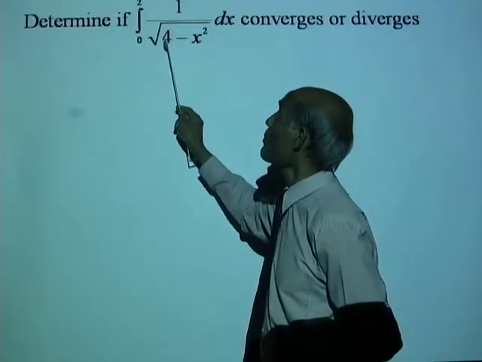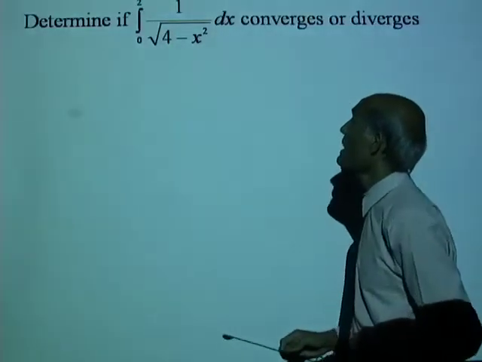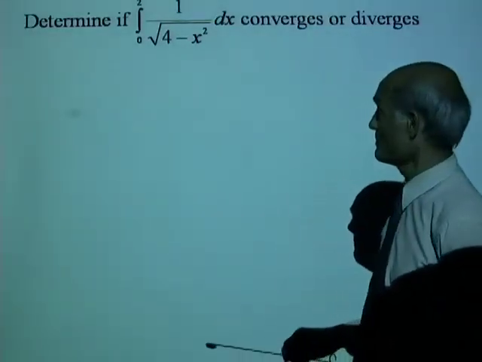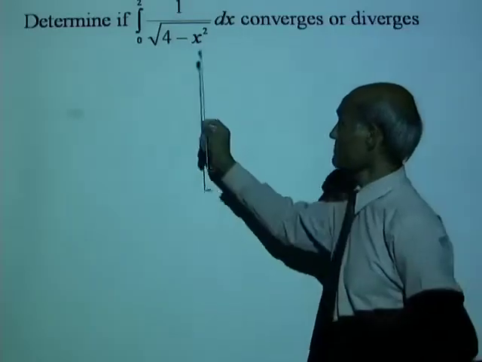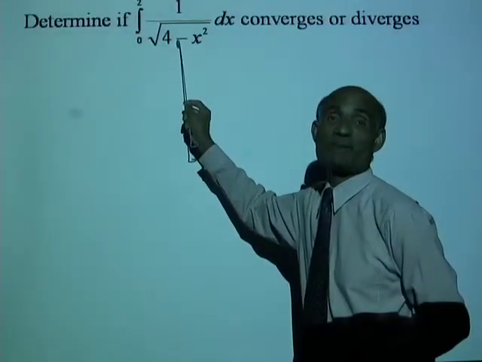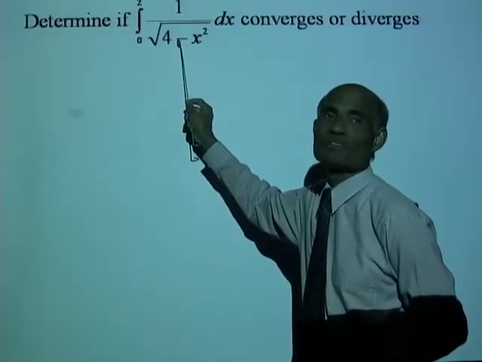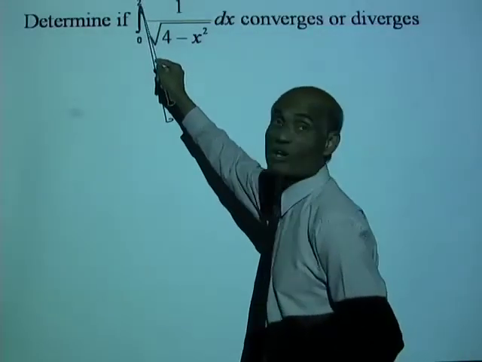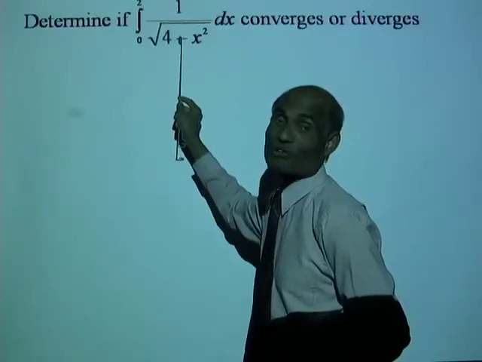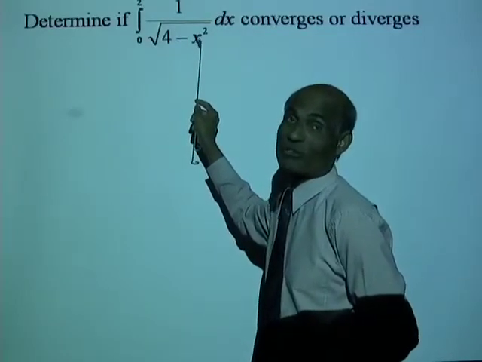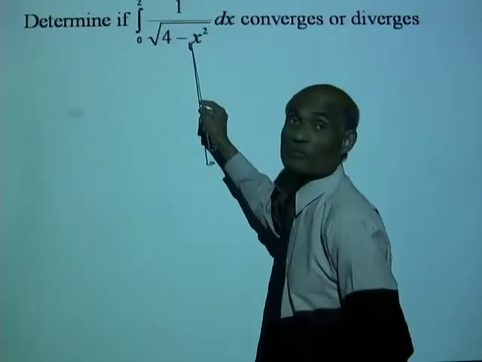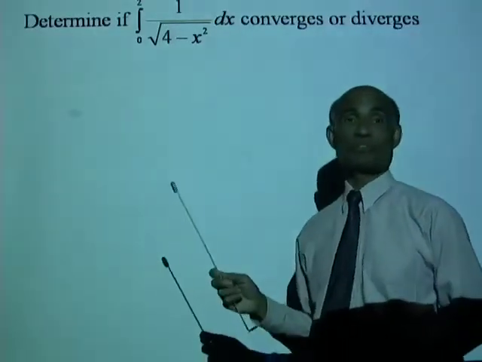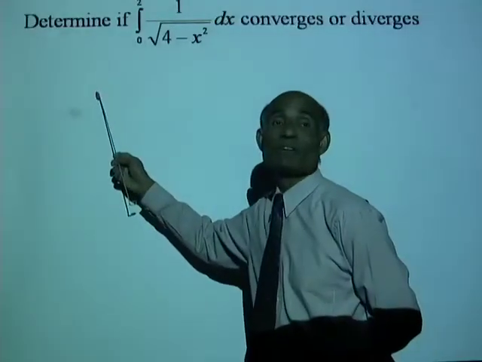...of 1 over square root 4 minus x squared dx converges or diverges. I had just showed it to you in the beginning of the class. Why is this improper? This is improper because at one of the limits, the function is undefined. When x equals 2, the denominator becomes 0, the function is undefined. So this is an improper integral. We need to take a limit.